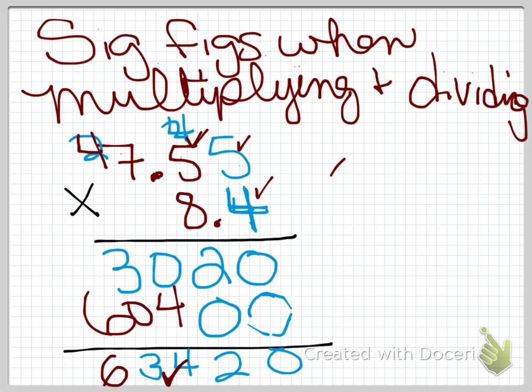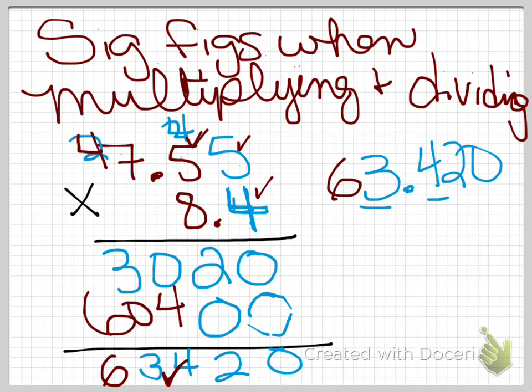So my final answer on this whole thing is 63.420. But what about my sig figs? What about them? I'm only allowed one guess. Look how many guesses I'm showing. How many do I have in blue? 1, 2, 3, 4. I can't have 4 guesses.